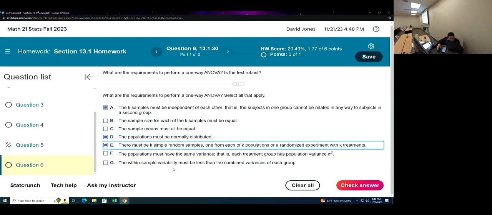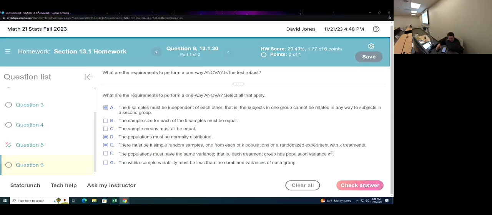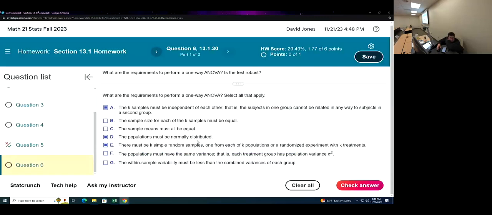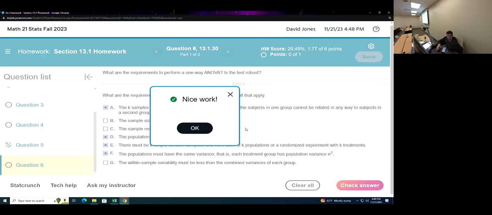Oh, I wonder if G is their way of saying the other one. They're supposed to have the same variance, but there's no reason to assume that. Matt?